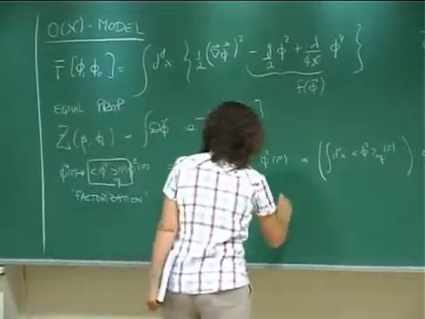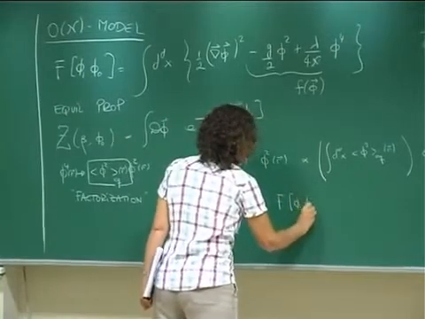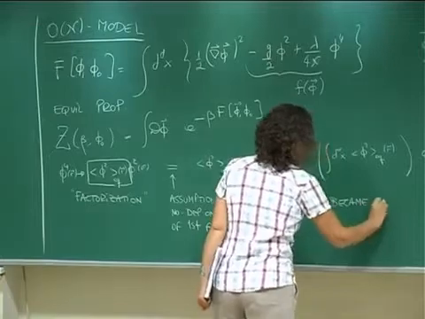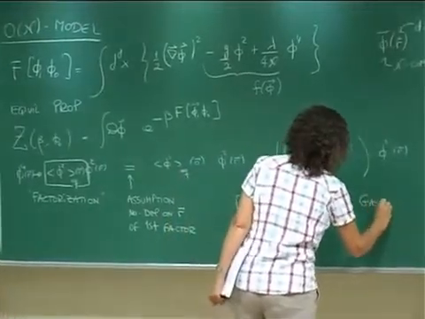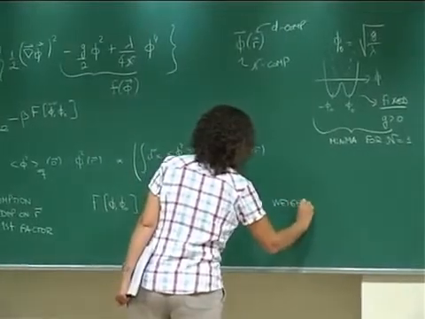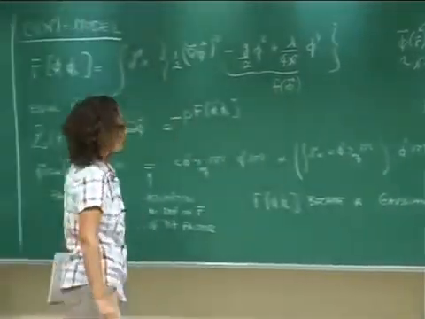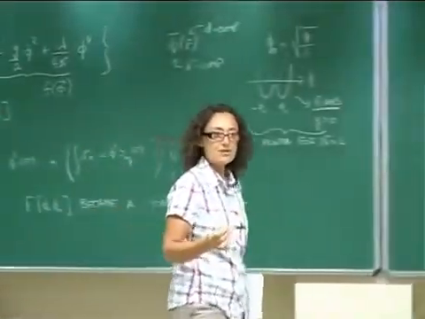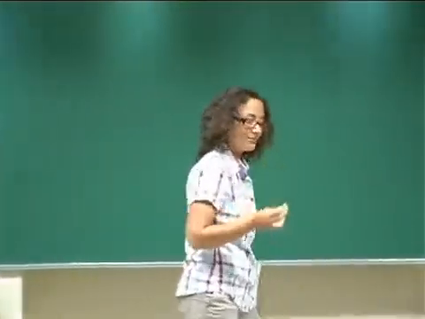F became a Gaussian weight, if you wish. It's a quadratic function of phi. But it's not a Gaussian theory that I'm using, so this has to be well understood.